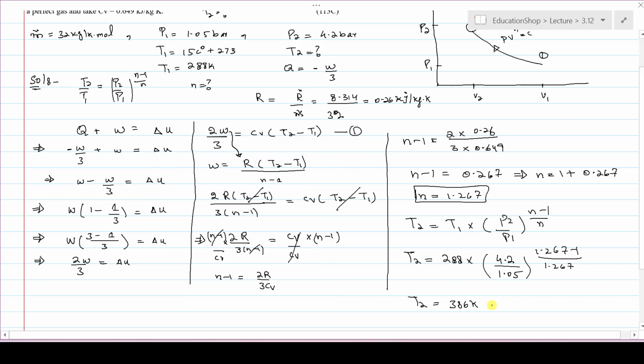To convert that into centigrade, subtract 273 from it, and you will get approximately 113 centigrade, and this is our final answer.